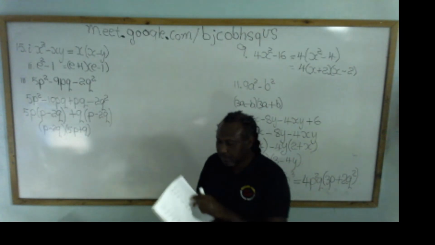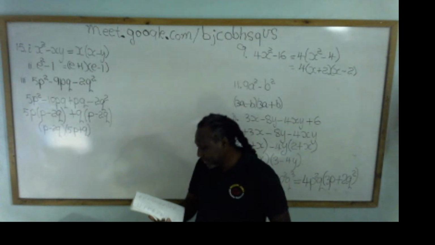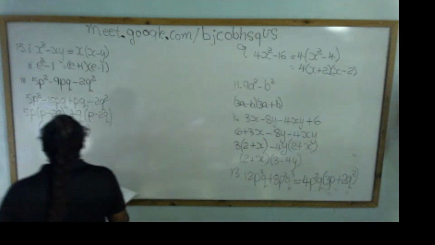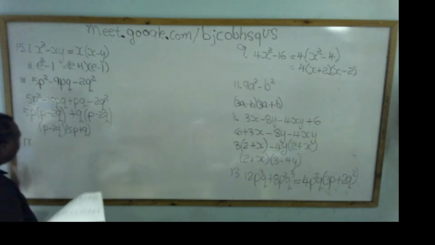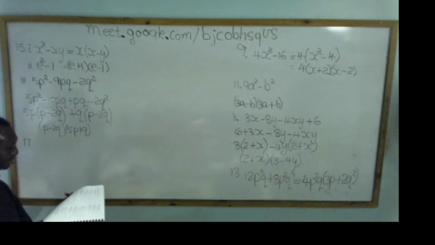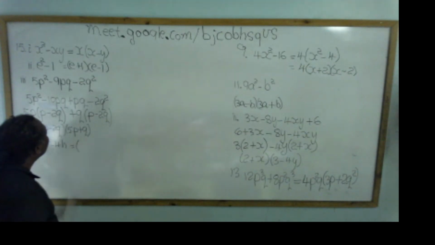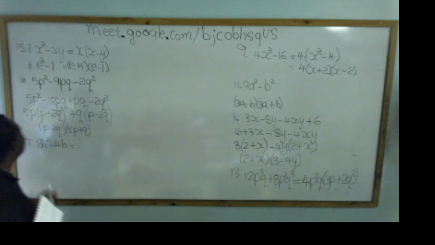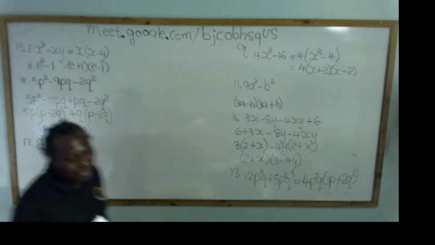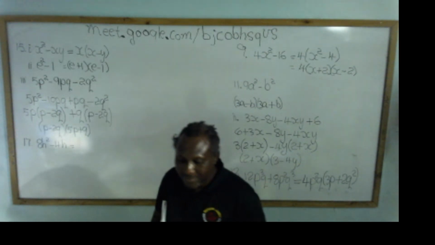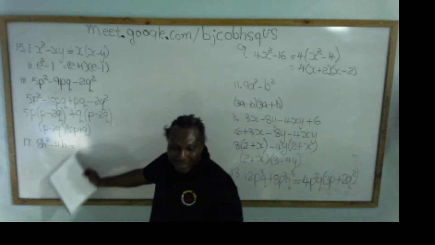Any more? Sure. 17. I'm going to put number 17 right here. 8h squared minus 4h. That is easy to put beside it. Because we see a common factor of what? What's the common factor here? I'm giving you the chance to take a go at that one. Let's go. What's the common factor in that?